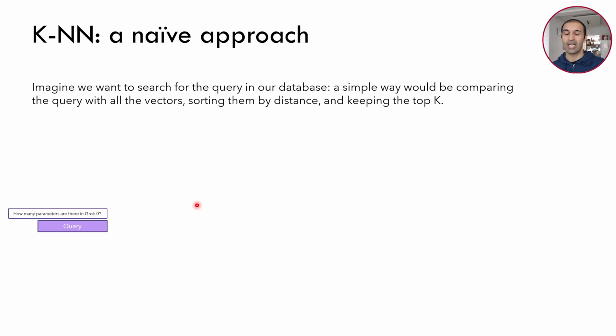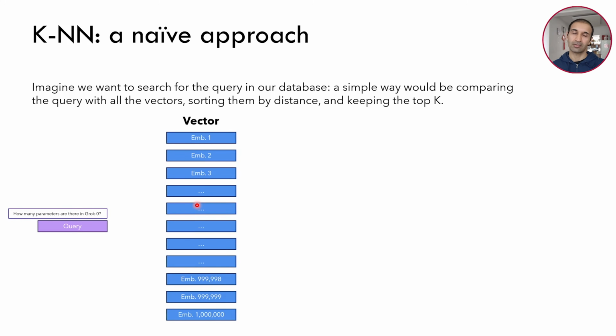For example, imagine we have a query, how many parameters are there in Grok, and imagine we have a vector database made up of 1 million embeddings. Actually, 1 million is not even a big number, because suppose Grok, for example, is accessing tweets in real time: every day we have hundreds of thousands of tweets, if not millions. So the amount of vectors it has is actually in the order of billions, I think, not even millions. So millions looks like a big number, but it's not, especially when we deal with textual data from the web. We have billions of web pages that we may need to index.